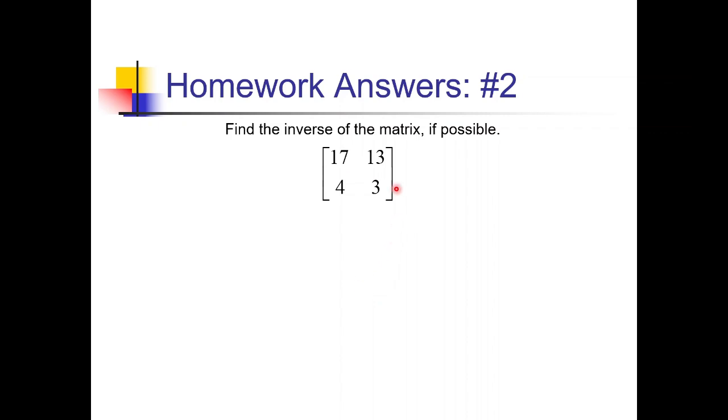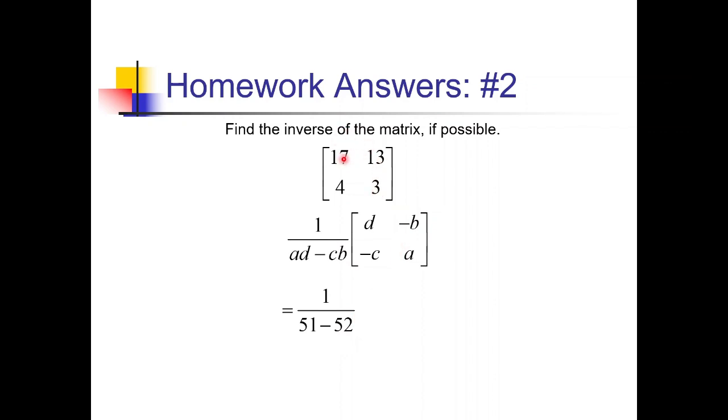Let's find the inverse of this matrix. So here again is my formula. We're going to have 1 over 17 times 3. That's going to be 51. And then subtracting 4 times 13, which is 52. So 51 minus 52. And then we switch the A and the D.